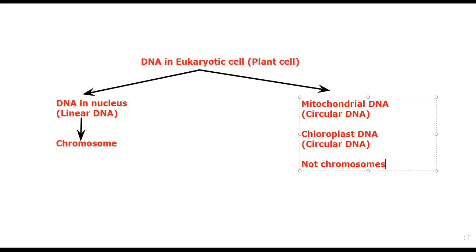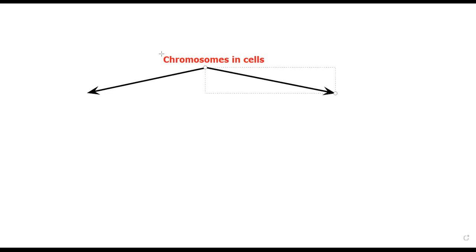Right. So, if you consider chromosomes in cells, you know all the DNA are chromosomes. The chromosomes in cells can be divided into two. One, we can say, is linear chromosomes.